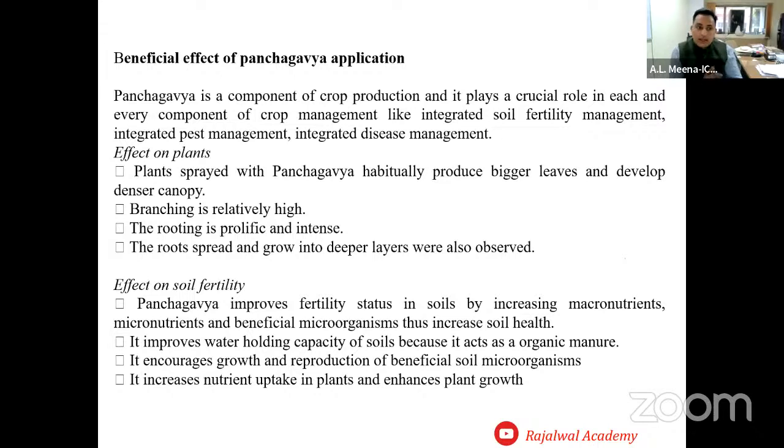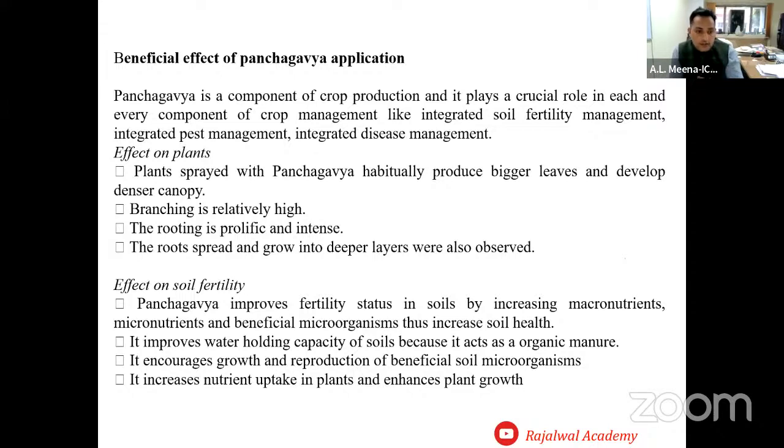Branching is relatively high. The rooting of the plant is prolific and intense, and root spread and growth into deeper layers were also observed in the crops applied with Panchagavya.